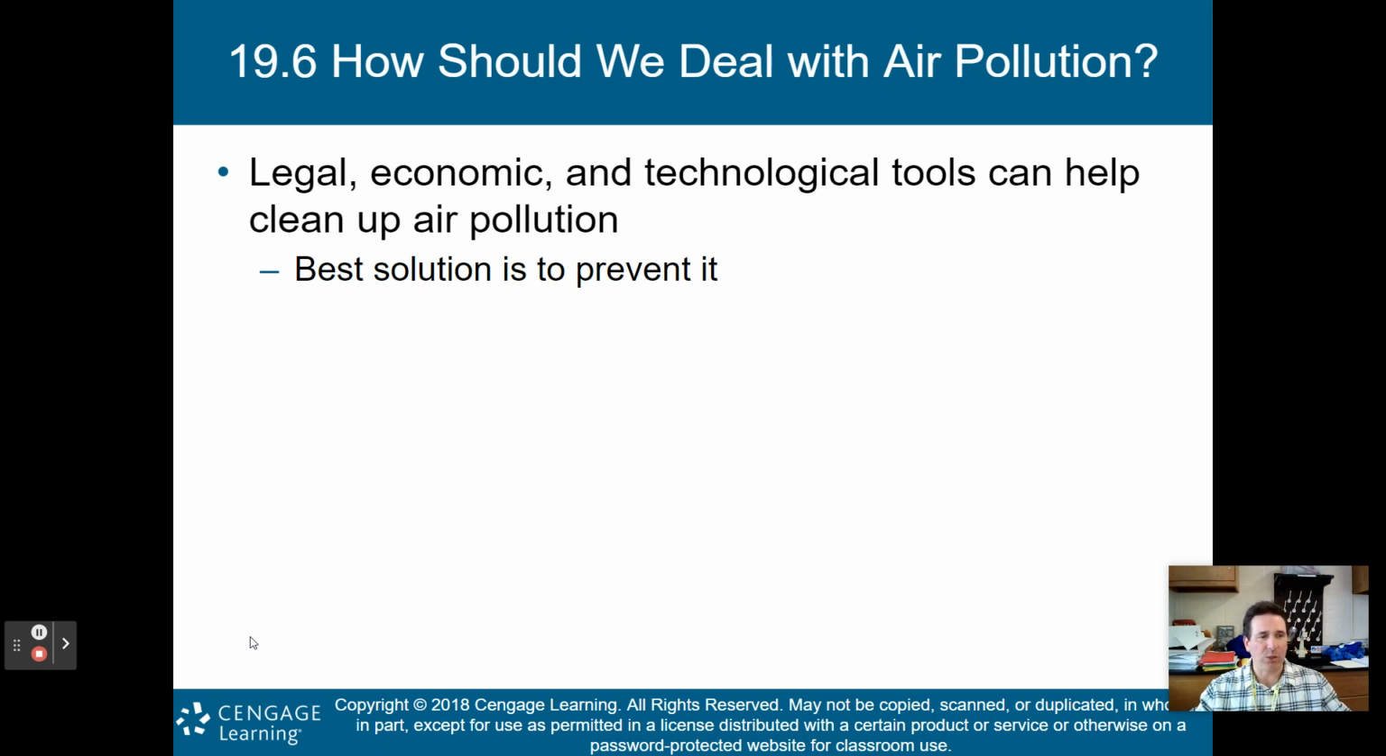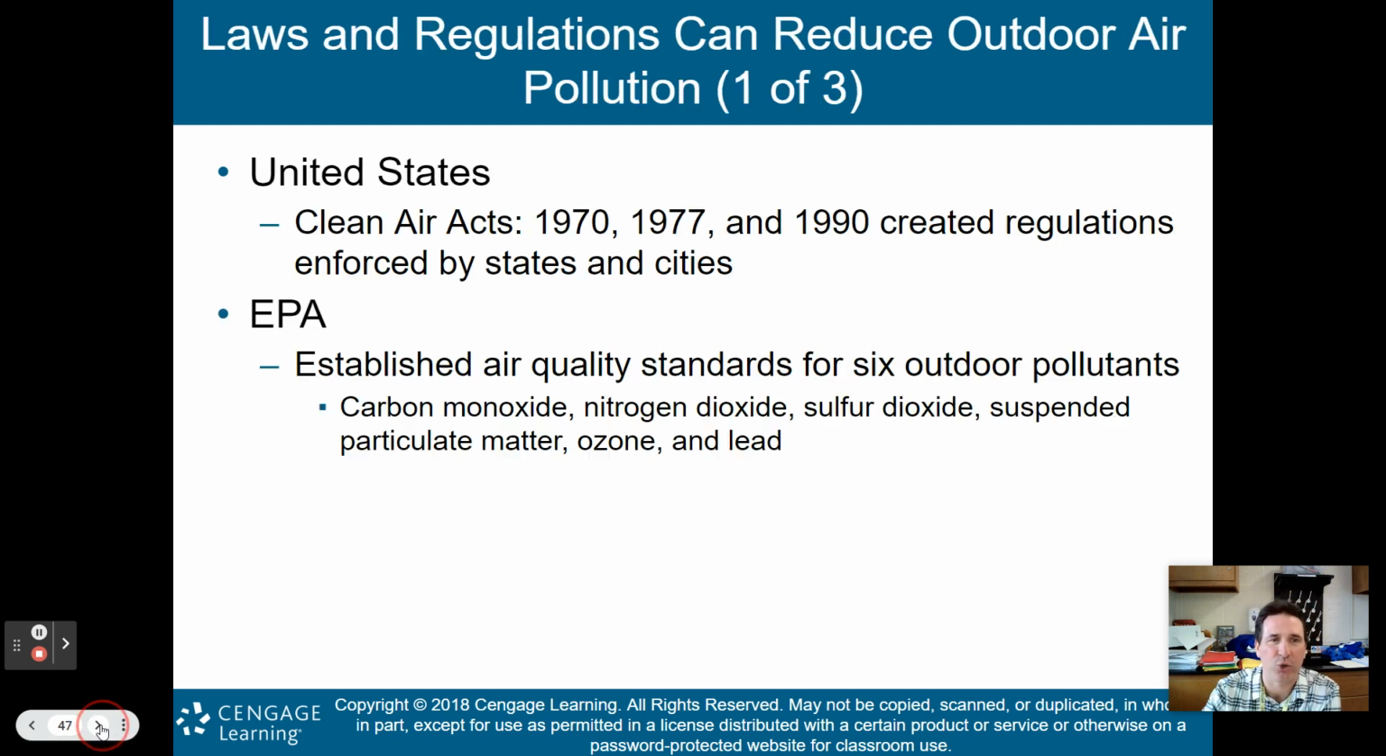So how should we deal with air pollution? Well, legal, economic, and technological tools can help clean up air pollution, but obviously, you know the routine here. The best solution is to prevent it. So in the United States, Clean Air Acts of 1970, 1977, and 1990 created regulations to help curb air pollution, and these regulations are enforced by individual states and cities.